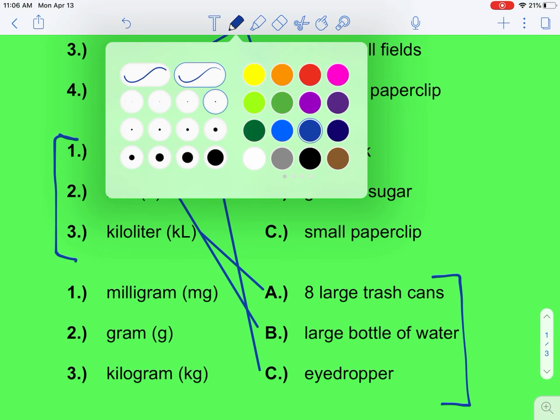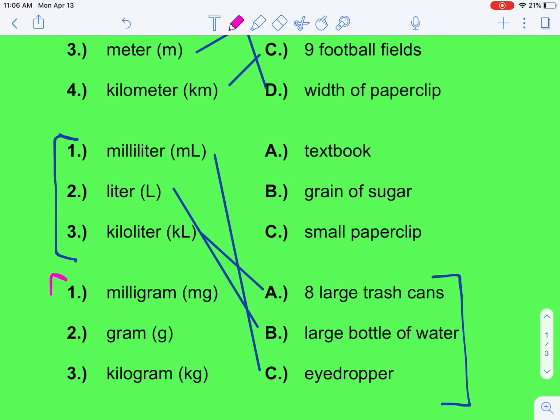I'm going to change my color here to make this a little easier since I have a typo on this page. We're going to match those ones on the bottom to those ones in the middle. So a milligram is really small. That is like the weight of a grain of sugar. That's how small that is. It's really tiny. Now a gram is still pretty small. That's like a small paper clip. And then a kilogram, that's pretty heavy. It's pretty similar to a pound, a little heavier than a pound. That's going to be a textbook.